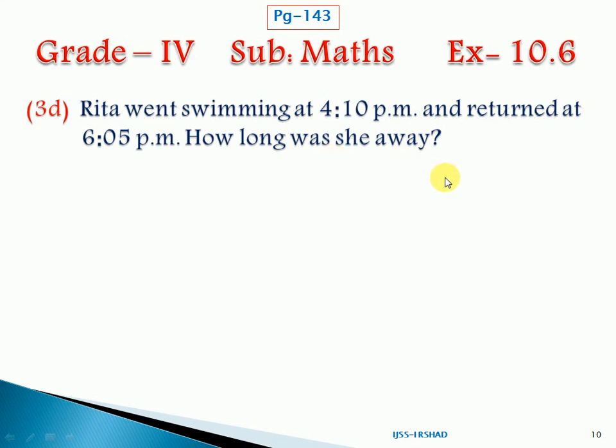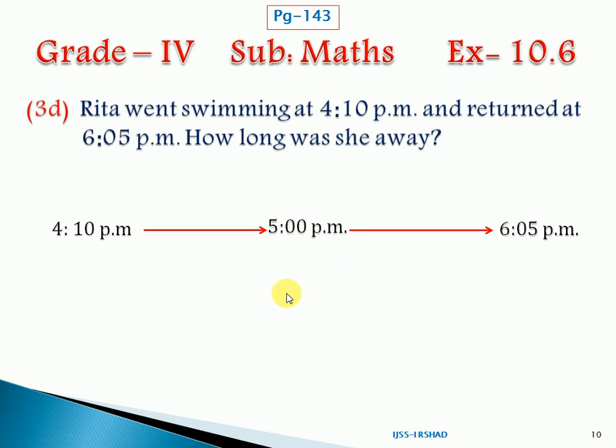It's the same as 3A. Let's do it here. Here you have to find the duration. For finding the duration, first write the starting time, then draw an arrow, then write the nearest round-up time, that will be 5 PM, and then again draw an arrow and write the final time. If you calculate how much time it will take to reach 5 from 4:10 PM, it will take 50 minutes. Write it here, 50 minutes.